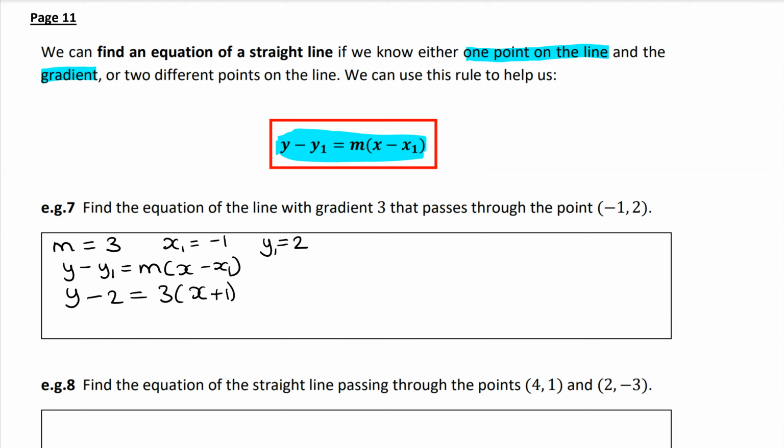Just be careful, of course, because it's minus 1, so you should have x plus 1 in the brackets. And then I'm going to expand the bracket. And then I'm just going to add 2 to both sides to get y equals 3x plus 5. You need to leave your answer in the form y equals mx plus c or ax plus by plus c equals 0, unless you are told a particular form to leave your answer in.